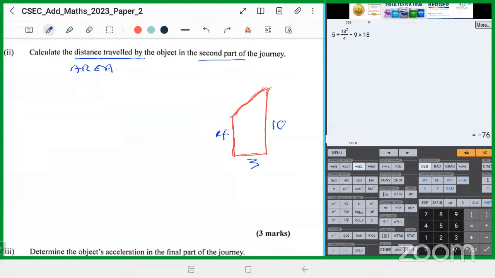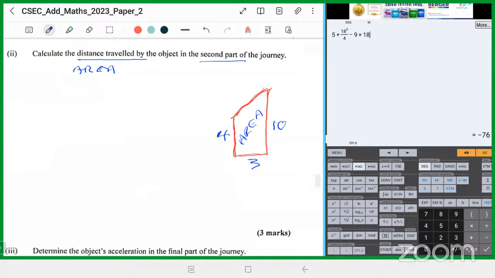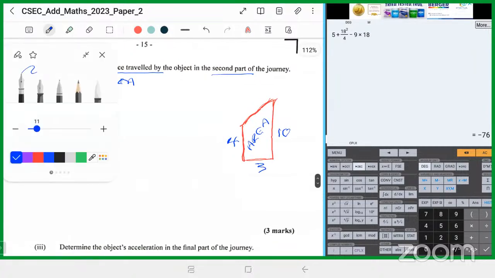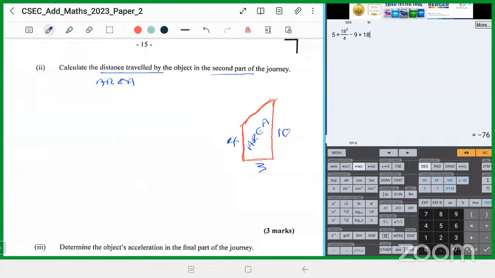I'm going to say area inside here. That's what I want. So that gives my distance. So the distance in the second stage, the second part, equals the area there, right? So this is the area.